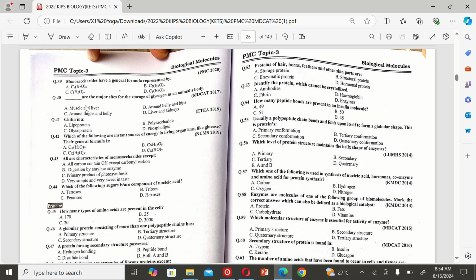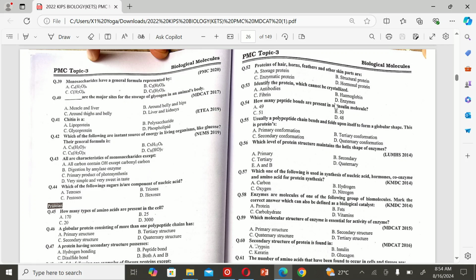The next MCQ is: proteins of hair, horns, feathers, and other skin parts are A, storage protein, B, structural protein, C, enzymatic protein, and D, hormonal protein. So the correct option is B, structural protein.